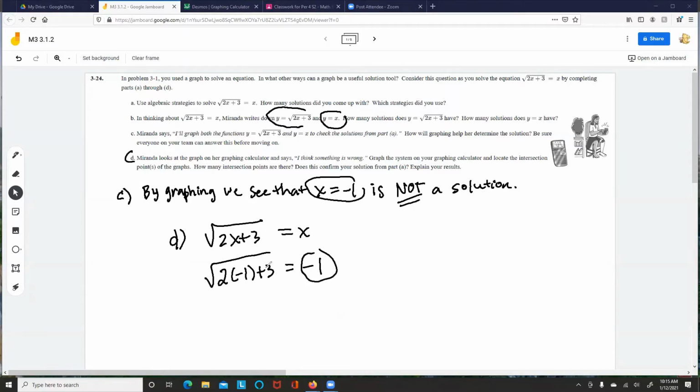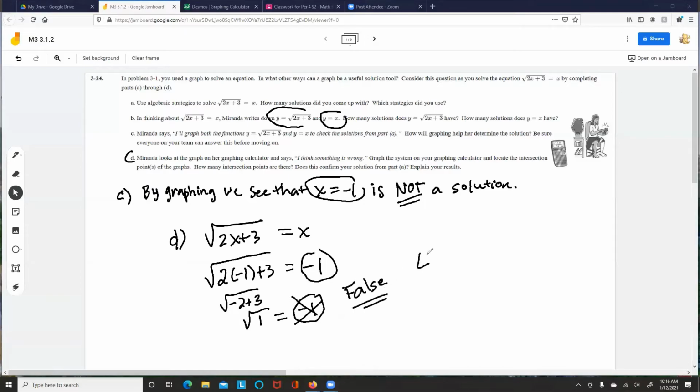Right? Only if you're dealing with imaginary numbers. So the square root of 2 times -1 is -2 plus 3, which is going to be 1, and the square root of 1 is 1. It's not -1, right? You can't have a square root be negative. So this is false, right? So when we plug it in, it doesn't work.